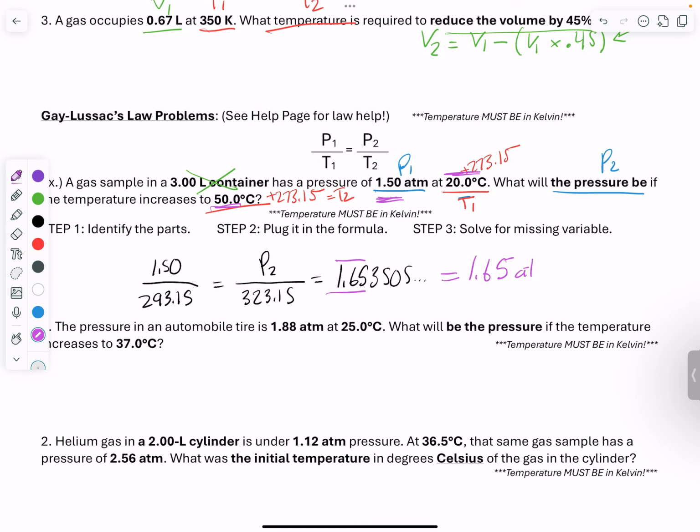It's in atmospheres in the end. Does it say what kind of gas? Nope, just says gas. And we're done. All right, there's your Gay-Lussac's problem kind.